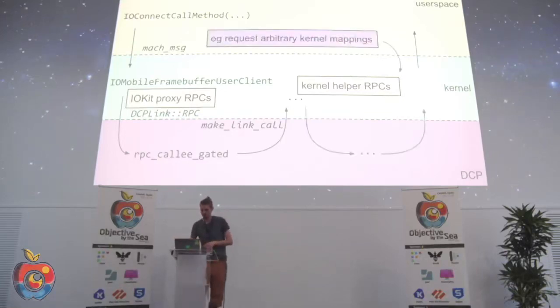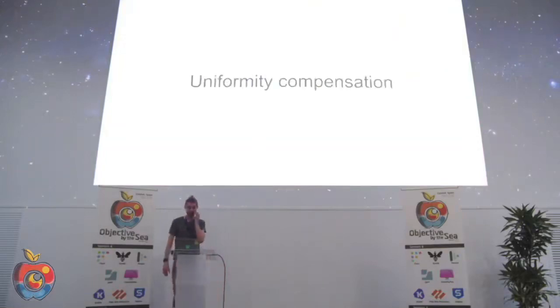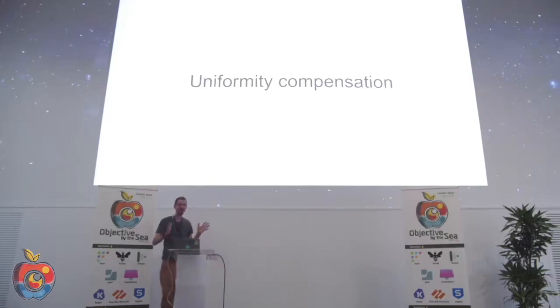Pretty impressive. So, not got much time left, but we'll quickly look at what the actual vulnerability was. The DCP and I/O mobile frame buffer have an enormous amount of functionality. And one of the myriad of things that they do is this thing called uniformity compensation. When the display panel comes from the factory, it is not perfect.